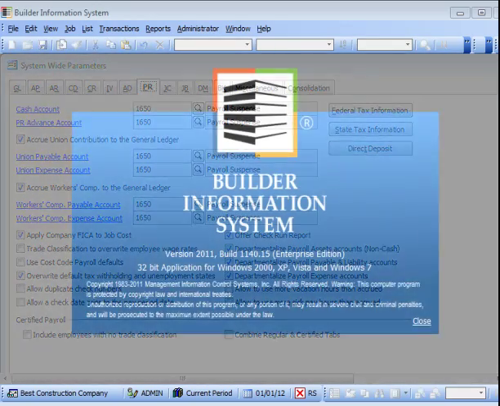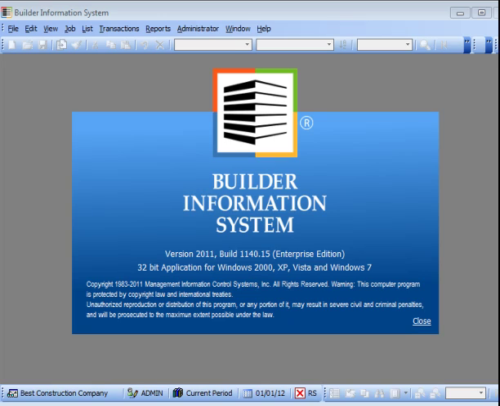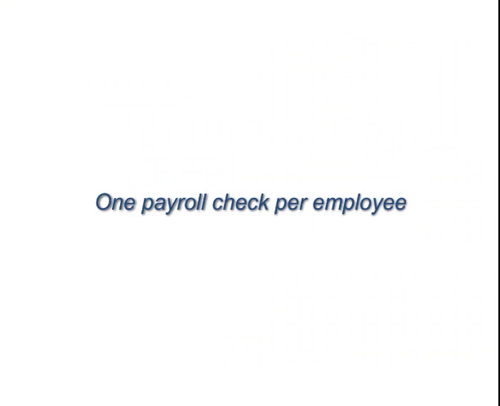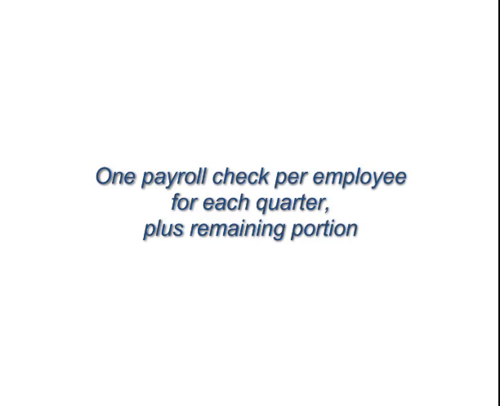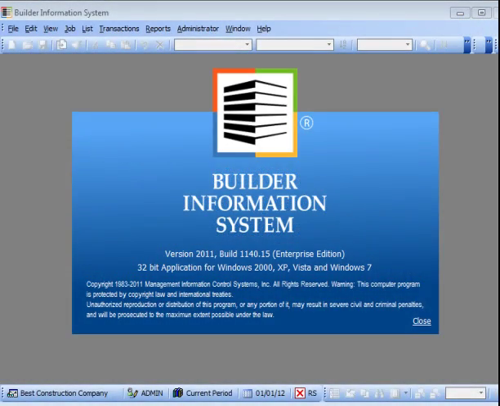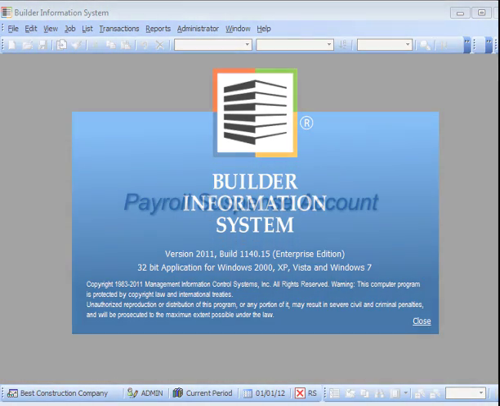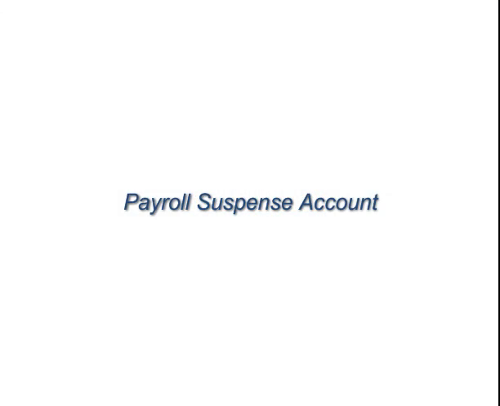There are several options for entering the beginning balances payroll information. A somewhat simplified way to enter previous payroll and still get important payroll reports is to enter one payroll check for each employee for each quarter and/or portion of a quarter in the current calendar year. As previously noted, these payroll checks will affect only the payroll suspense account in the general ledger.